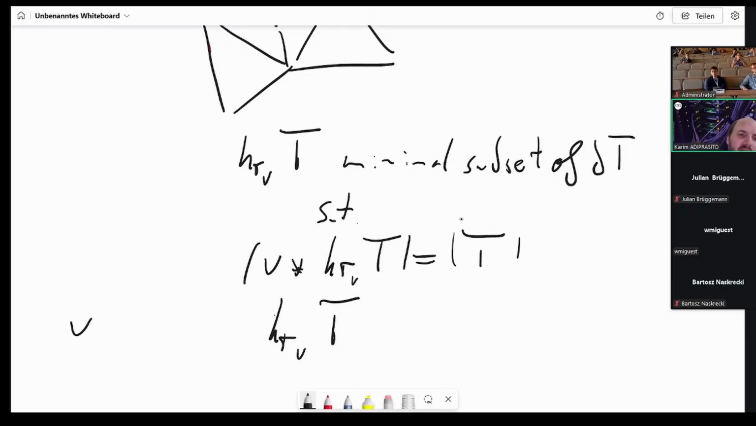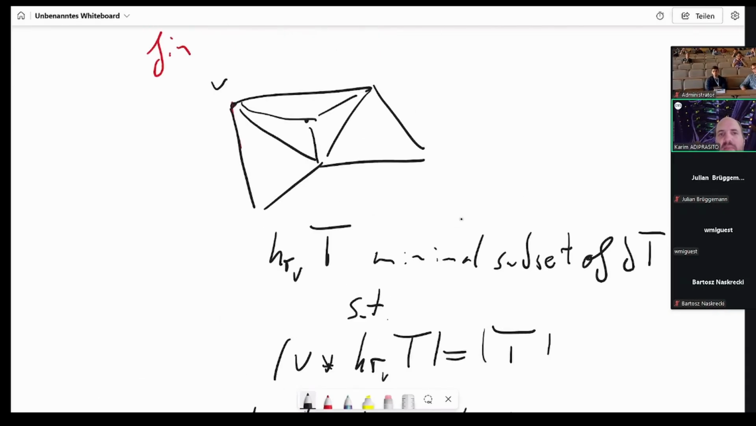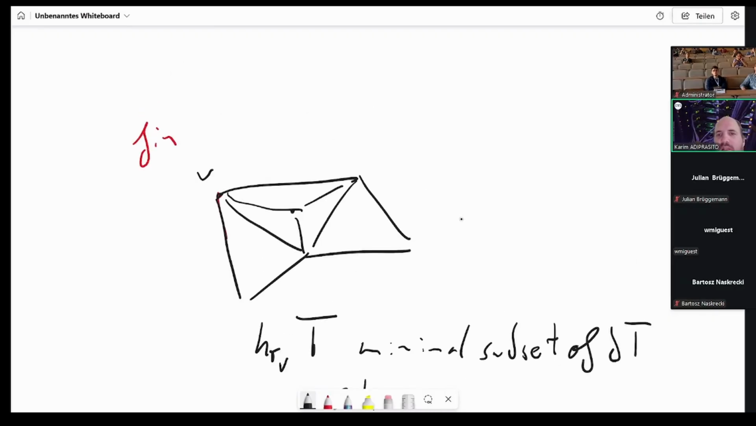So V is in general position if and only if this subset, the horizon of V, is closed. It basically just means that, let me illustrate this, I don't have an edge on the far away part. So the horizon is kind of the far away part of the boundary.